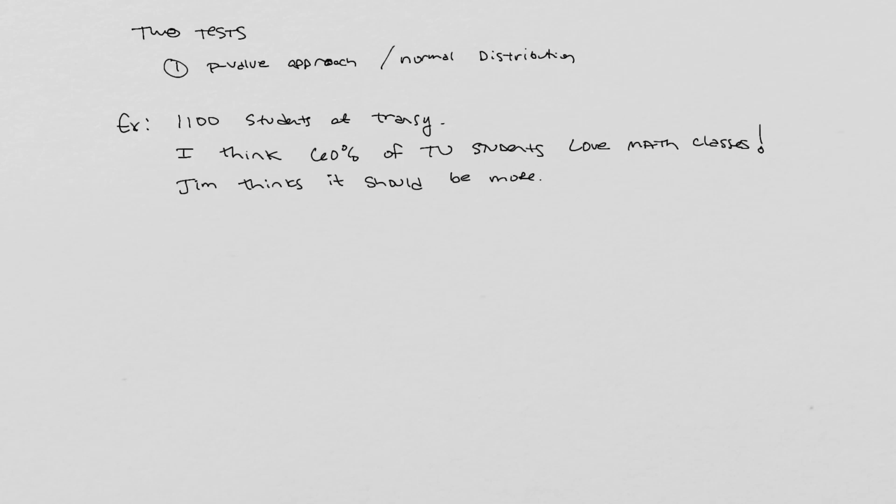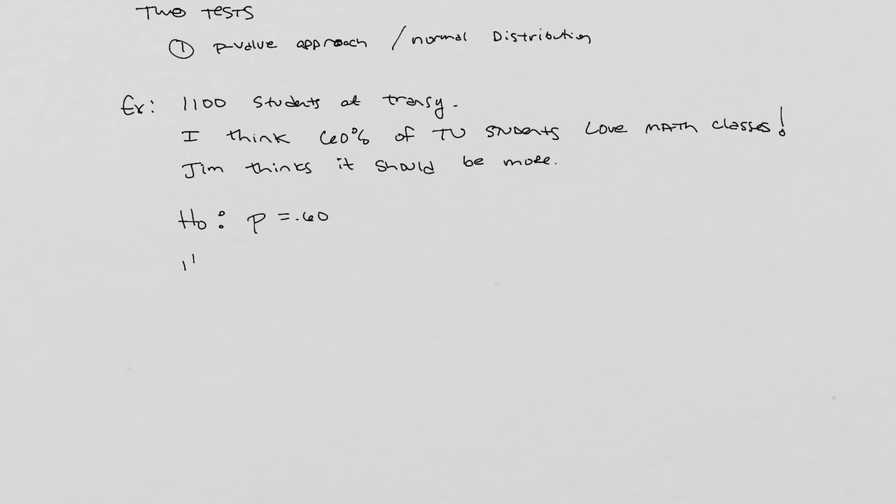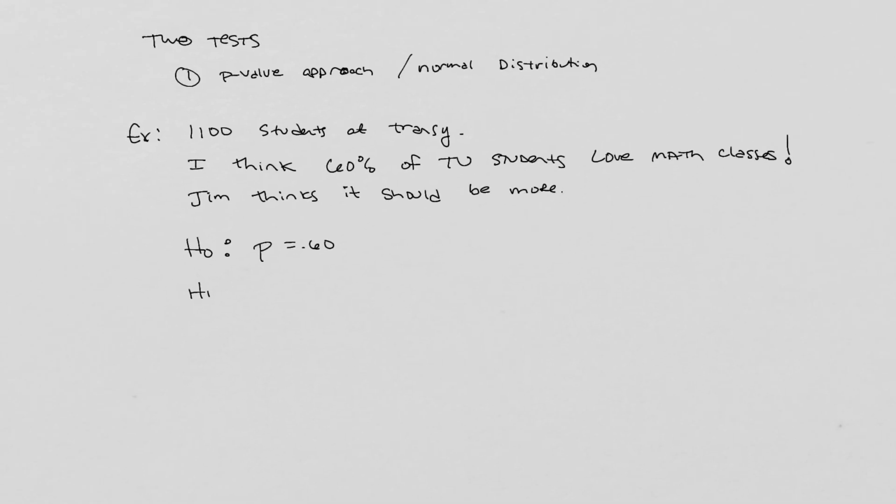So we're going to do a hypothesis test around my assumption. In this case, the null hypothesis is that p, the proportion of all Transy students that love math classes, is 0.60. The alternative hypothesis is that, since Jim thinks it should be more than that, we want to do a right-tailed test: p is bigger than 0.60.